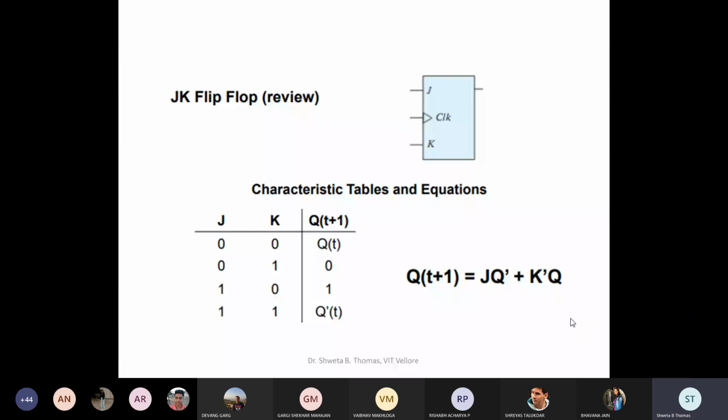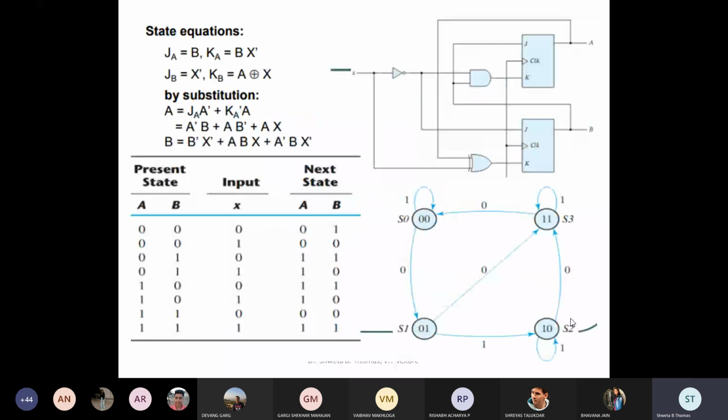So if you want to write the equation of Qt plus 1, it is nothing but J Q complement plus K complement Q. Now we'll start solving the question. Since whatever J is given, it is transferring to that, so JA is equal to B. We are just simplifying this gate diagram. Now you need to find this A and B. A and B, that means what? That means next state.